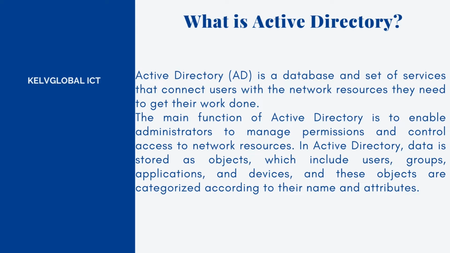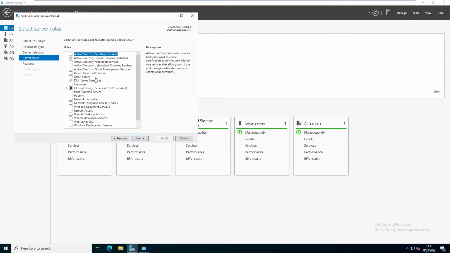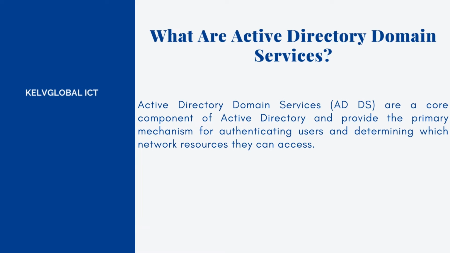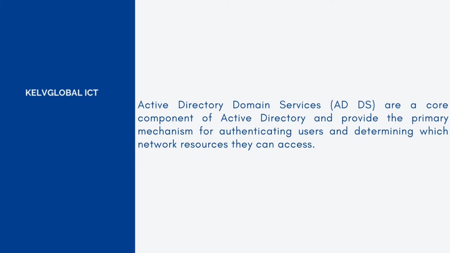Like I said earlier, we promoted this device by installing the role Active Directory Domain Service. Active Directory Domain Service is a core component of Active Directory and provides the primary mechanism for authenticating users and determining which network resources they can access. Without Active Directory Domain Service, you cannot prevent users from accessing this device or from accessing some specific resources in your network environment.